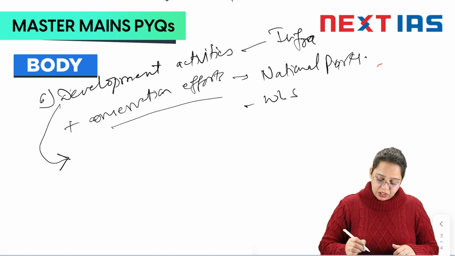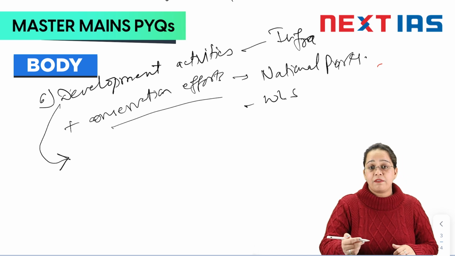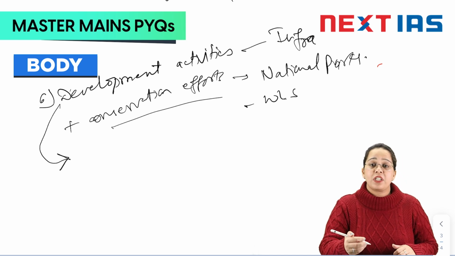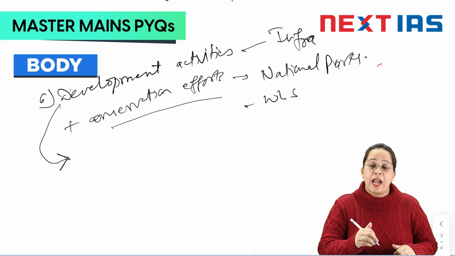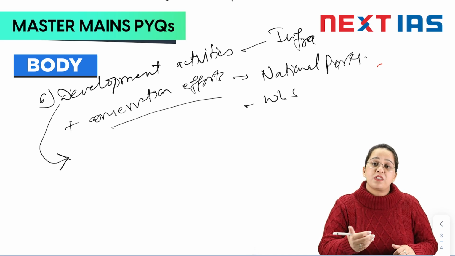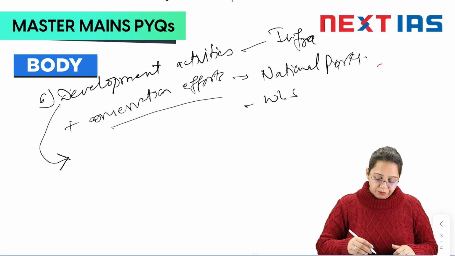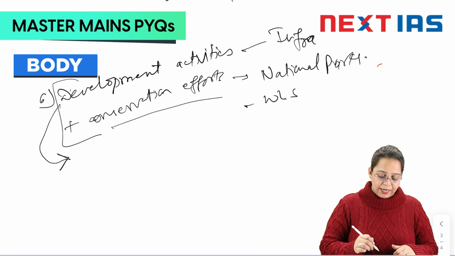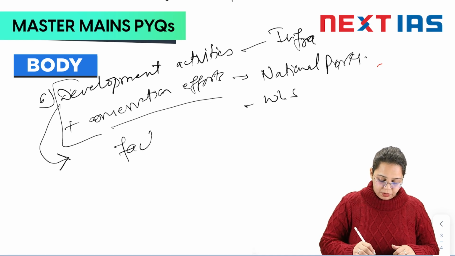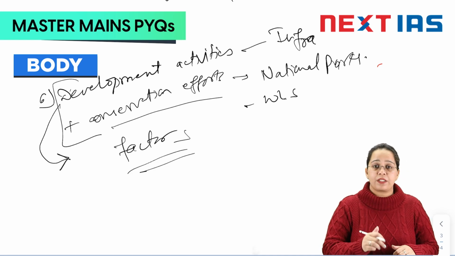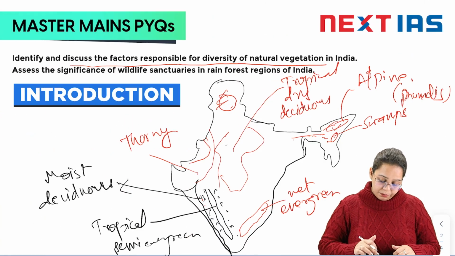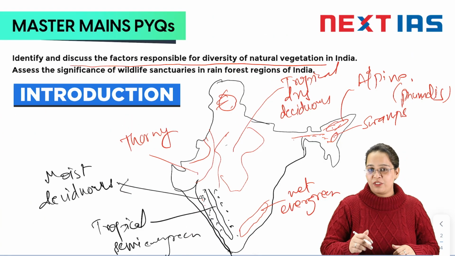Now if you see the conservation effort, because of national parks and wildlife sanctuaries, natural vegetation is protected and preserved, and because of the preservation of this natural vegetation, the preservation of other species, other flora and fauna, is also done. Alright, so these things you can also write in the factor portion. So here we have discussed 6 factors responsible for the diversity of natural vegetation in India.